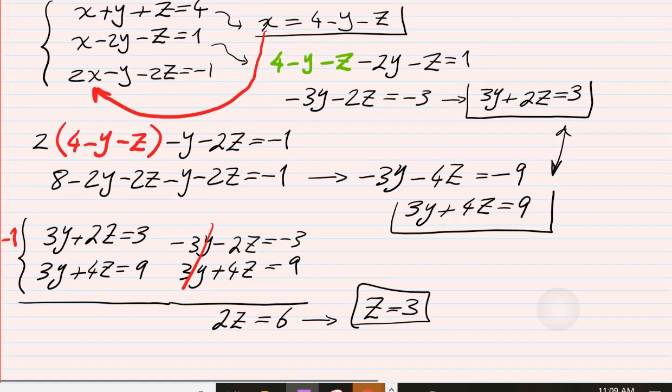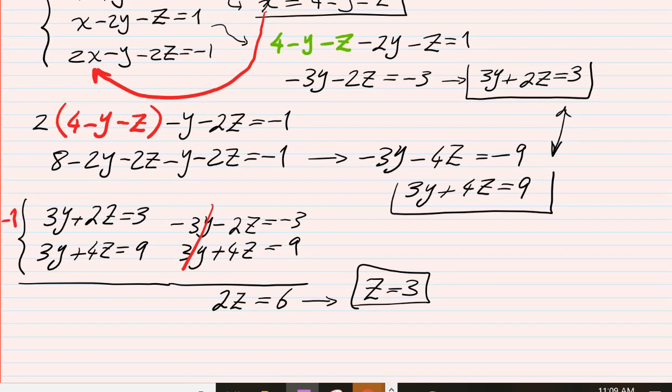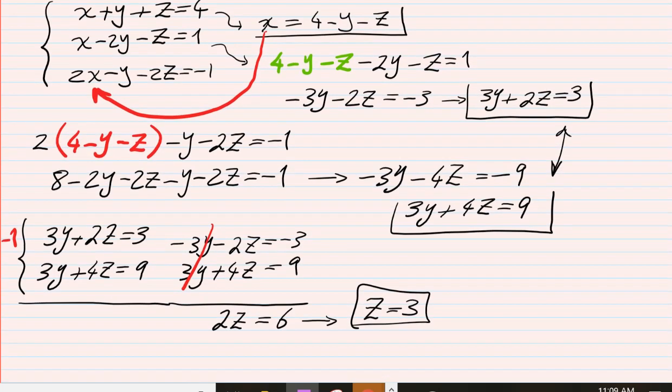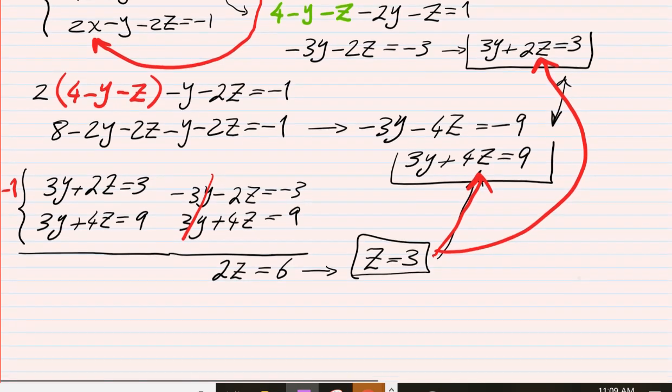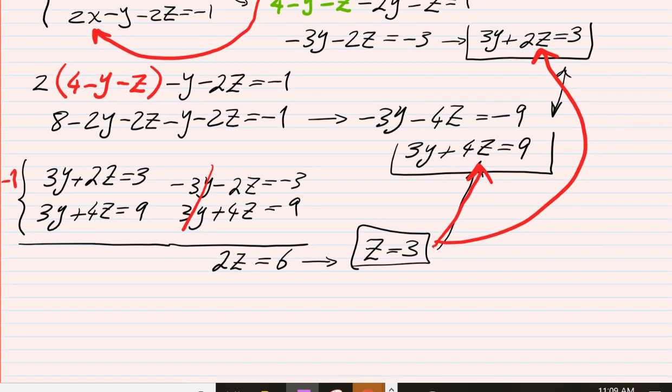Once we have solved for z, we can now back substitute into either this one, or this one, or this one. Either one would work. I'm going to substitute into whichever is easier. Maybe the first one is just a tad easier. Smaller numbers are easier, that's what we mean. So I'm going up here and substituting in there.